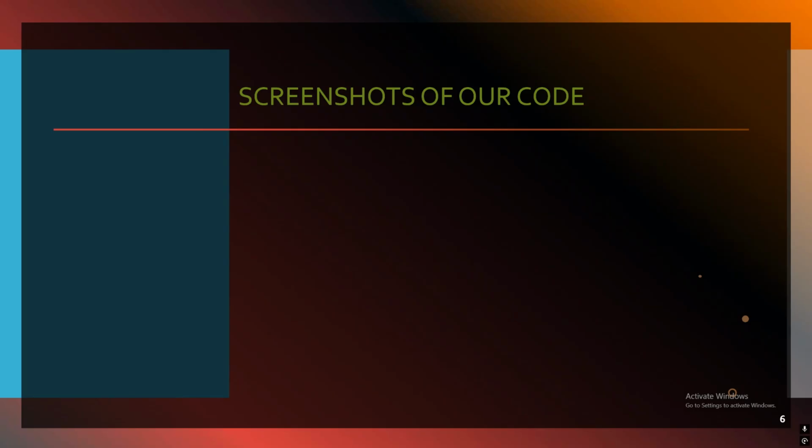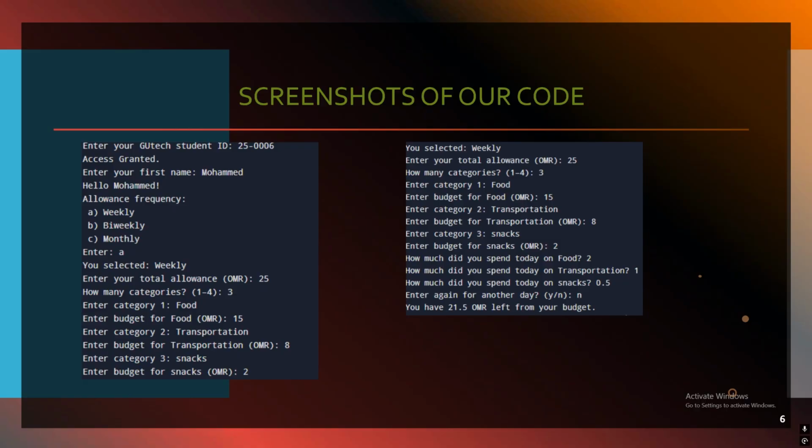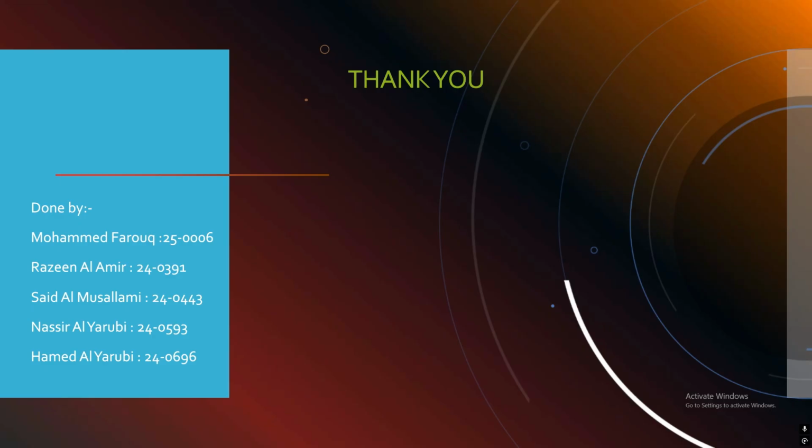And now we're going to show some screenshots of our code. As you can see, the program will ask the user for their GUtech student ID, and it will grant them access if they enter a valid ID. After that, it will ask them for their first name, it will greet them, ask them for their allowance frequency, confirm what they selected, and so on and so forth. And for the second screenshot, it's basically a continuation. And yeah, thank you very much. Now we're going to move on to Saeed to explain the code on programs.